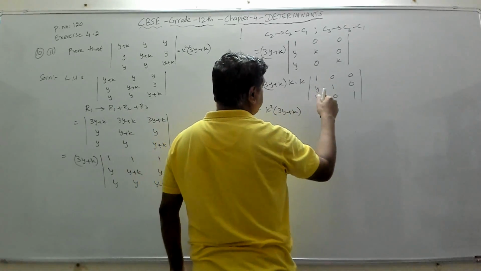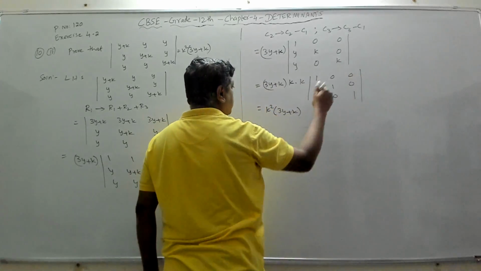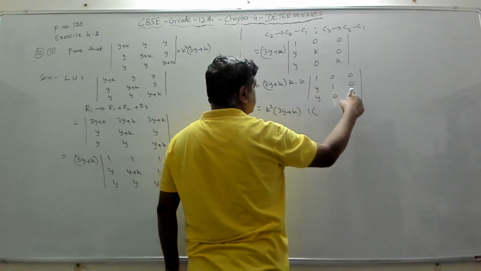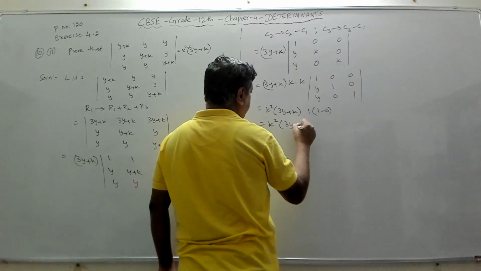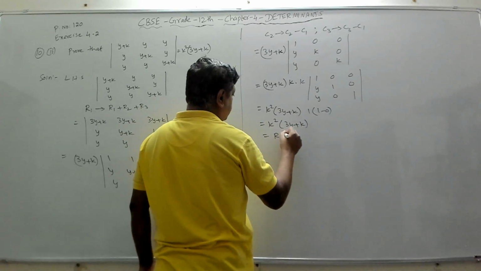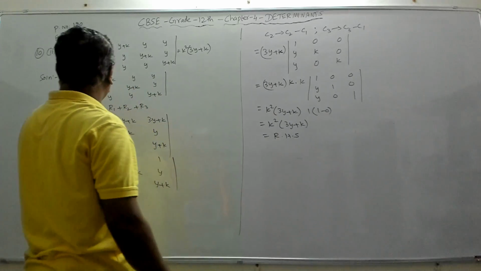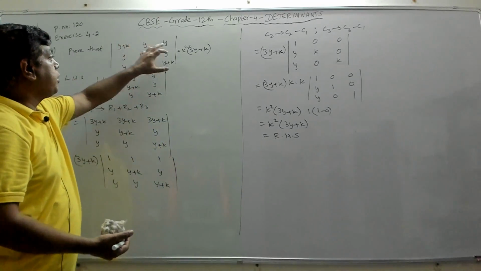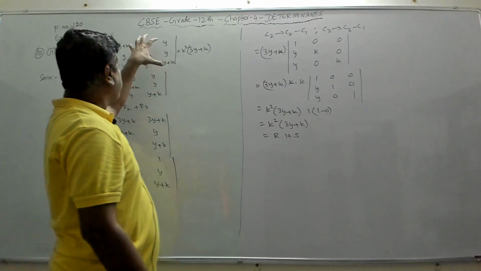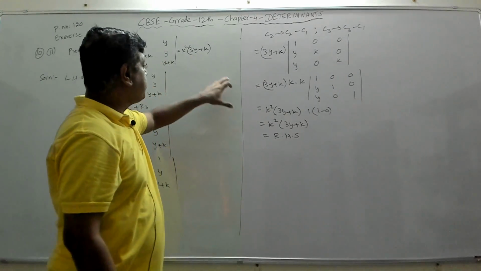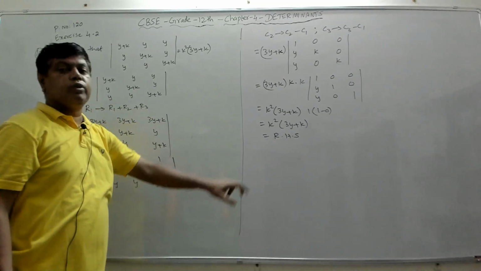And if you evaluate the determinant, we can expand along R1. So it will become 1 into this is 1 minus 0. You get k square into 3y plus k, which is our right hand side. So we have proved LHS equal to RHS. So we have proved the value of this determinant equal to k square into 3y plus k.